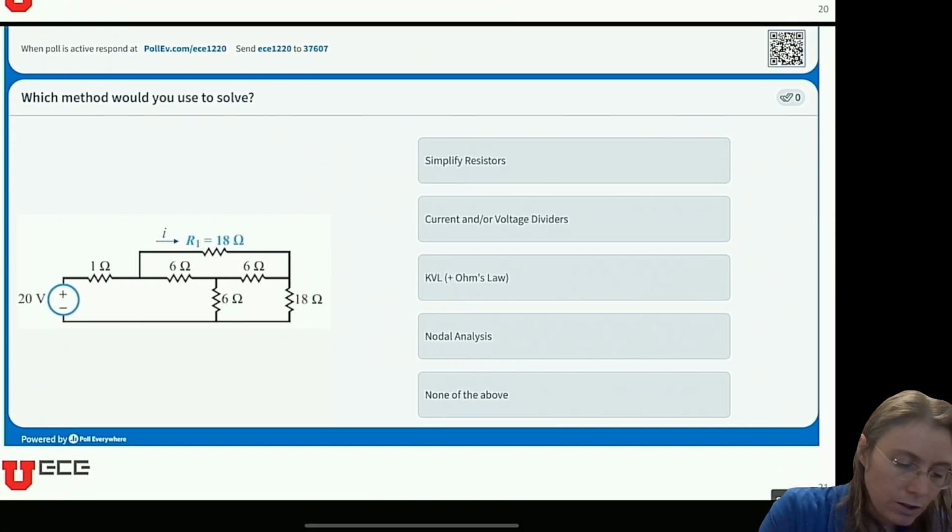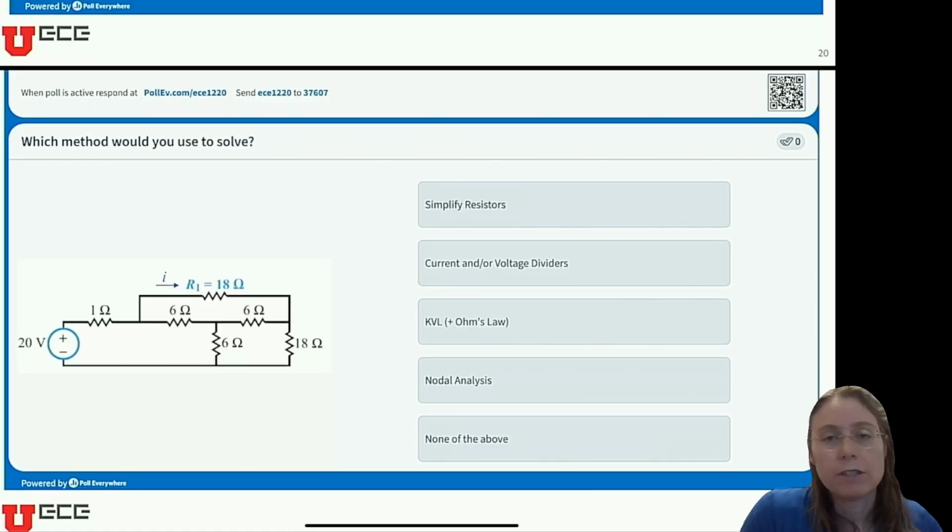Okay, and finally, what method would you use to solve this circuit and why? You might think, oh, I want to simplify the resistors. That's naturally what I want to do. There's only a single source here and a bunch of resistors. But then I start looking at these resistors and I realize none of them are in series and none of them are in parallel right now.